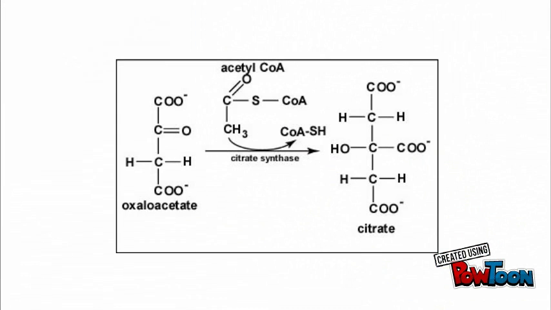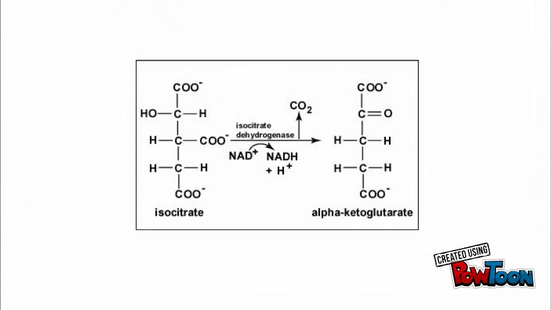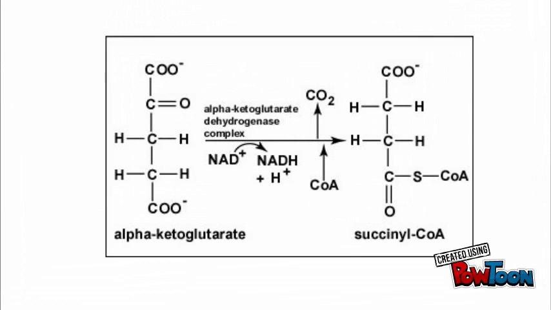First, acetyl coenzyme A binds with oxaloacetate to form citrate. Then, citrate becomes alpha-ketoglutarate while generating one NADH molecule and emitting carbon dioxide. Then, alpha-ketoglutarate is oxidized, carbon dioxide is removed, and coenzyme A is added to form succinyl coenzyme A, while another NADH molecule is formed.